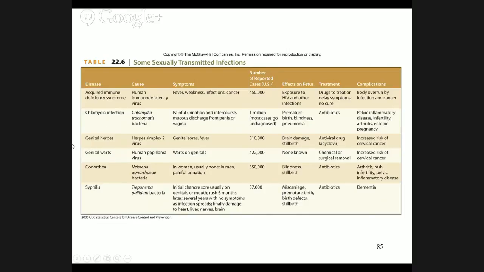And here are some of the sexually transmitted infections. Chlamydia is one that very often goes undiagnosed. It can cause pelvic inflammatory disease, infertility, arthritis, and ectopic pregnancy. Then you have genital herpes, genital warts, which is human papillomavirus, gonorrhea and syphilis, which are two bacterial infections.